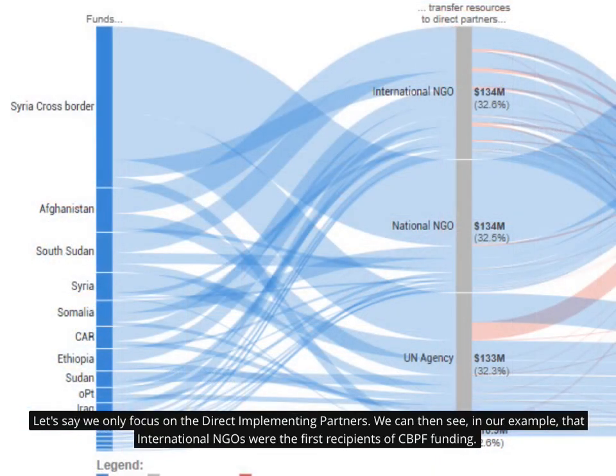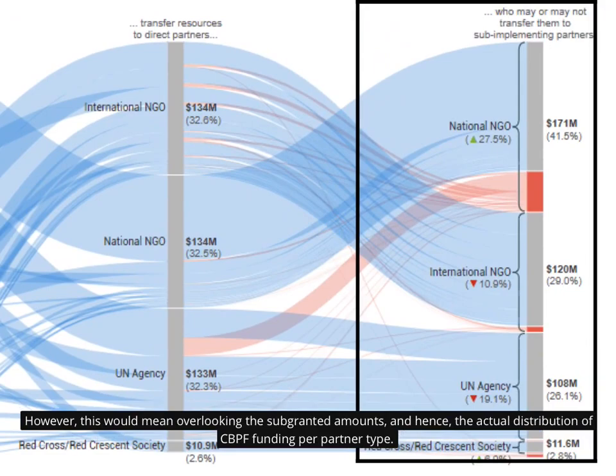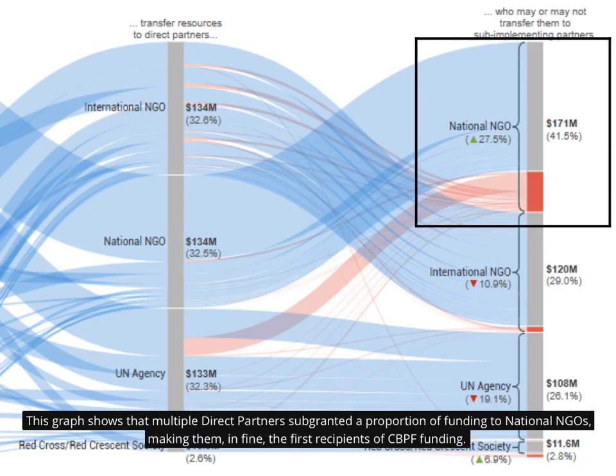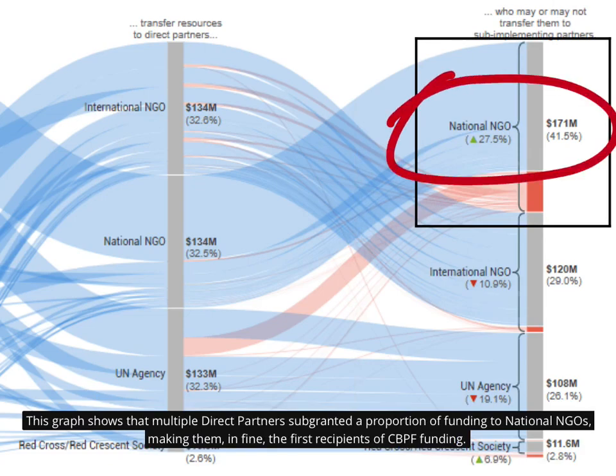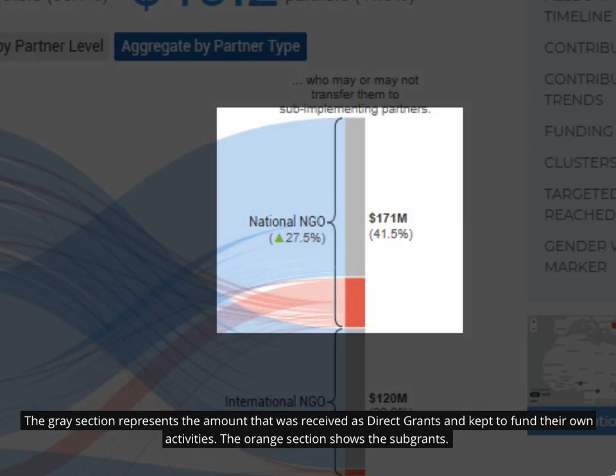Let's say we only focus on the direct implementing partners. We can then see, in our example, that international NGOs were the first recipients of CBPF funding in 2020. However, this would mean overlooking the subgranted amounts, and hence, the actual distribution of CBPF funding per partner type. This graph shows that multiple direct partners subgranted a substantial proportion of funding to national NGOs, making them, in fine, the first recipients of CBPF funding in 2020. The gray section represents the amount that was received as direct grants and kept to fund their own activities, while the orange section shows the subgrants received from direct partners.